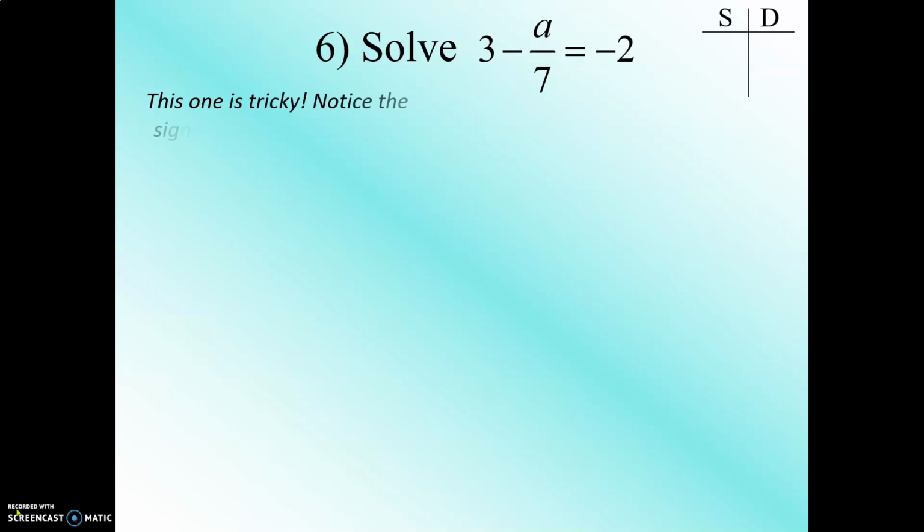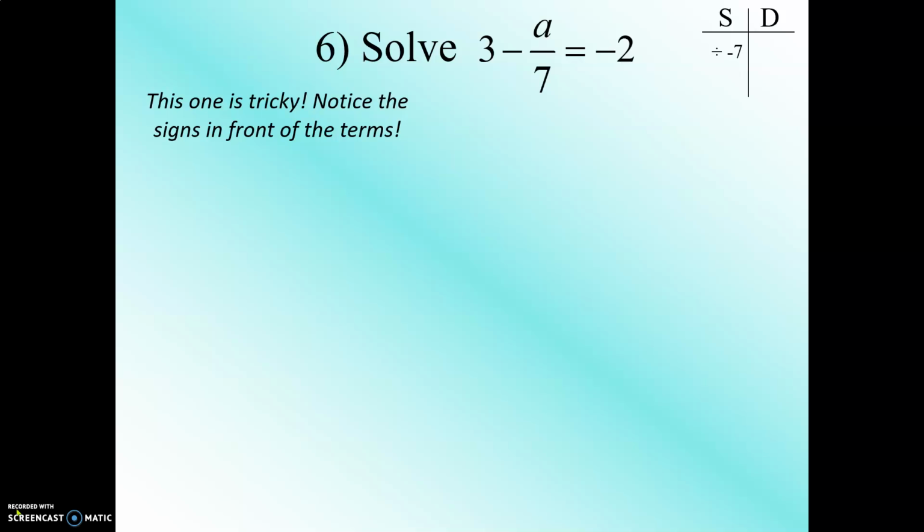Ooh, this one's a little trickier. Okay, notice the signs in front of the terms. It looks a little different than the other ones. So you've got to pay close attention to signs here. What's happening to that A? Well, what do you see?